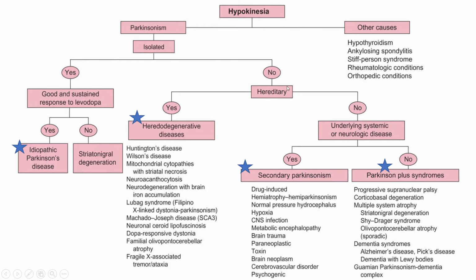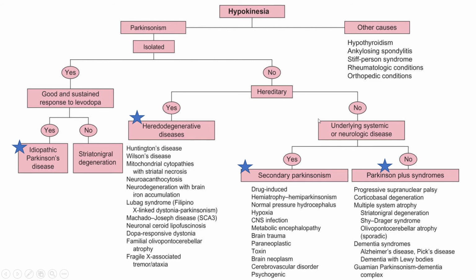So coming back to this diagram, we have already read about idiopathic Parkinson's disease. But what if the Parkinsonism we got is not isolated? If it is not isolated, we'd see, is it hereditary? If yes, we will think about certain hereditary-degenerative diseases like Huntington's, Wilson's, mitochondrial cytopathies, neuroacanthocytosis, Lewy body syndrome, Machado-Joseph disease, and many other hereditary-degenerative diseases.